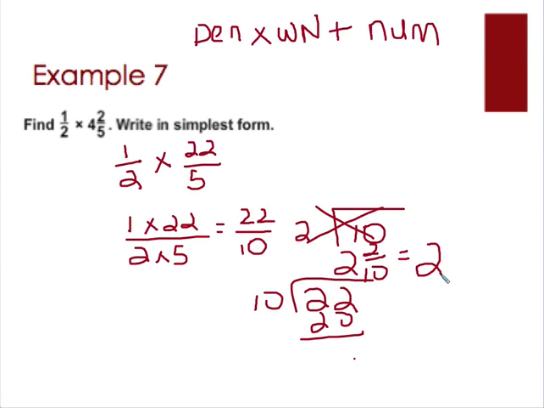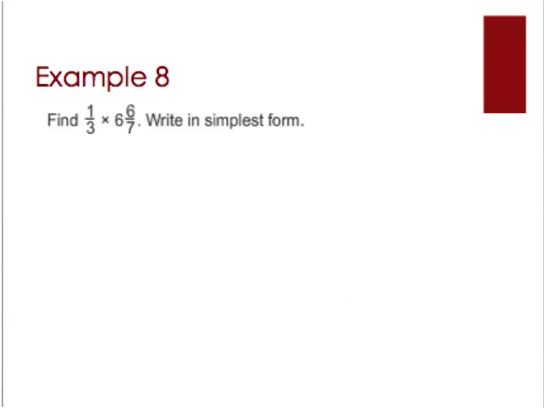2 is my whole number. 2 divided by 2 is 1. 10 divided by 2 is 5. Now I could have also done 22/10 and made it 11/5 and then done the same thing. Either way, whichever way you find first works. Now I want you to pause the video and try example 8 on your own.